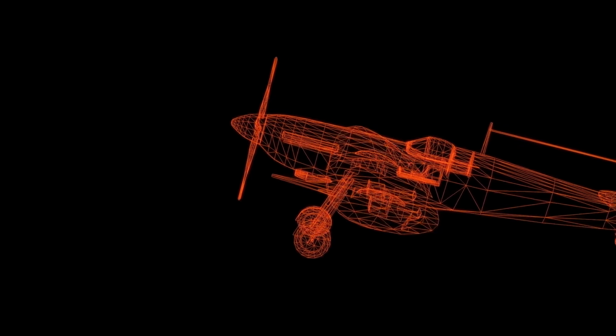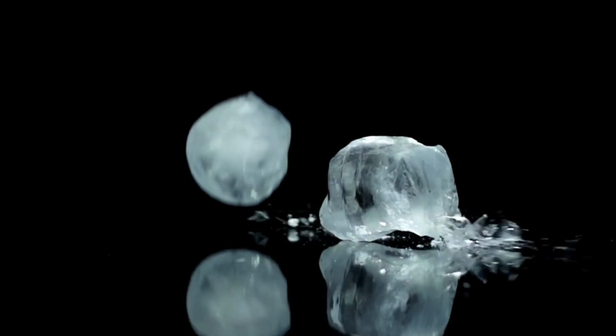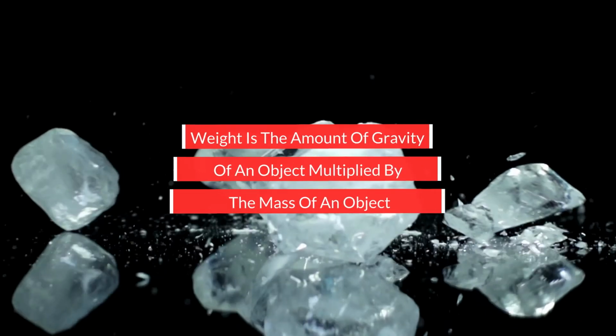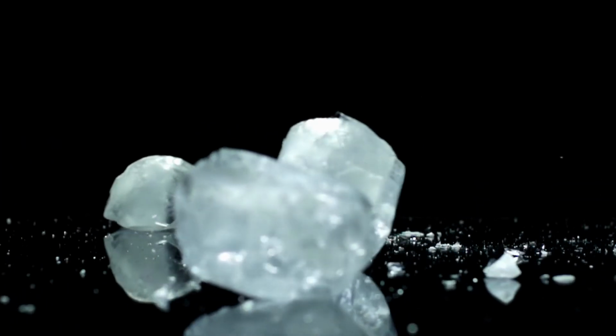Let's take a look at the four forces of flight and simplify them. Those include lift, weight, thrust, and drag. These forces make an object move up and down and faster or slower. Force number one is weight. Gravity is a force that pulls everything down to Earth. Weight is the amount of gravity multiplied by the mass of an object. Weight is also the downward force that an aircraft must overcome to fly.